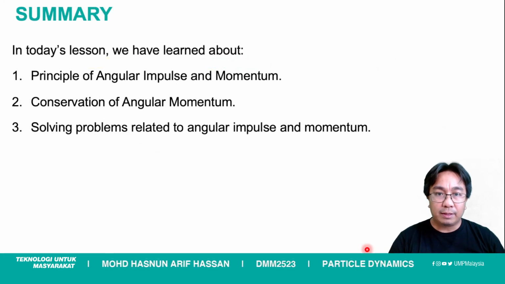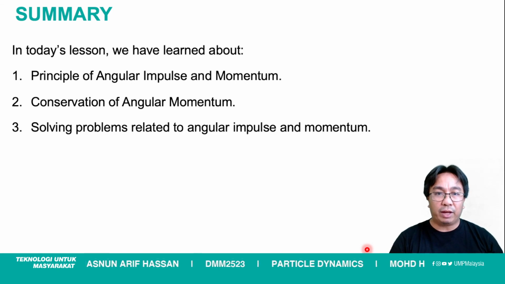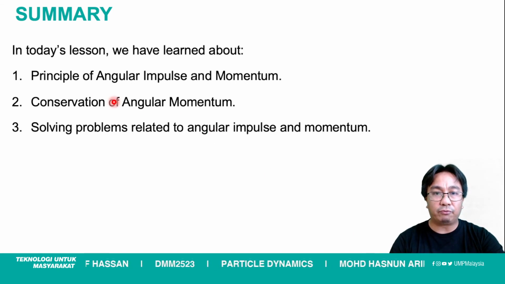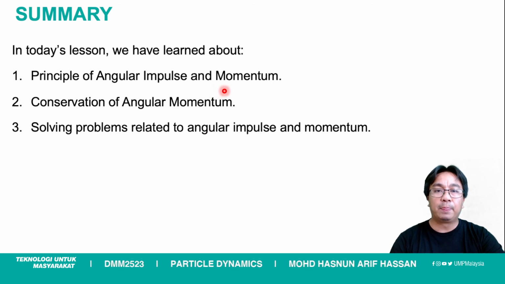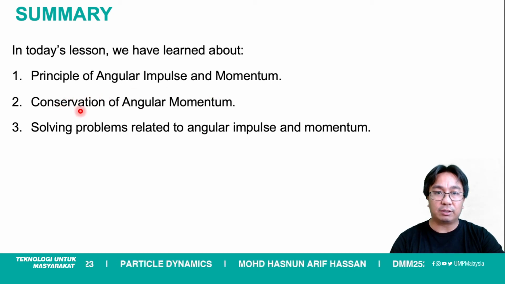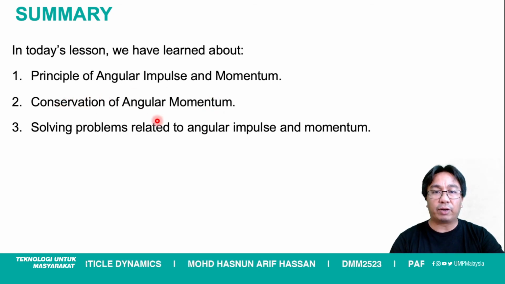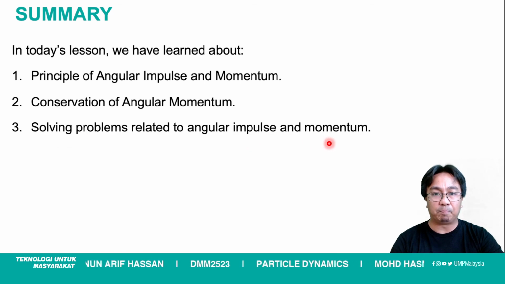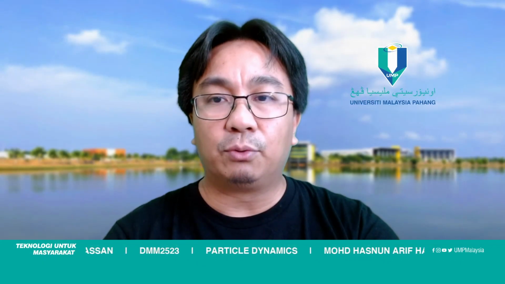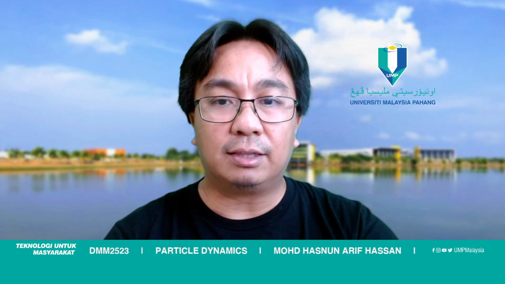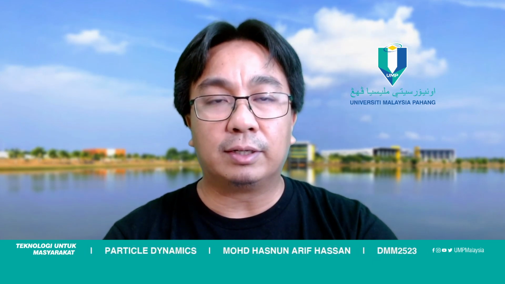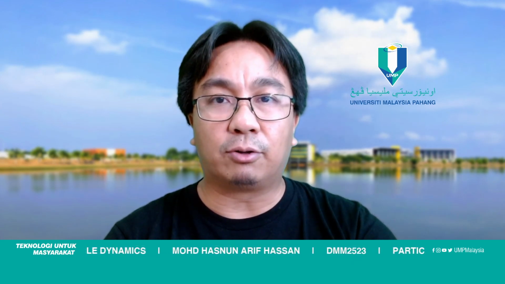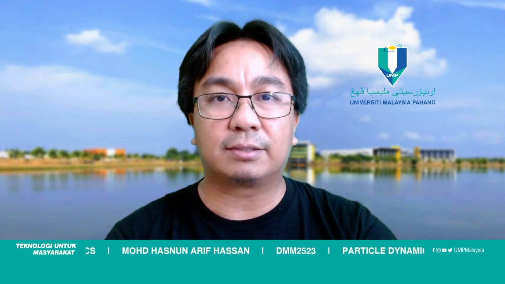Therefore, in summary, today we have learned about the principle of angular impulse and momentum. We have learned about the conservation of angular momentum, and finally we have solved a few problems related to angular impulse and momentum. And with this, we have finally finished the dynamics course, or to be specific, the course of particle dynamics. Thank you.